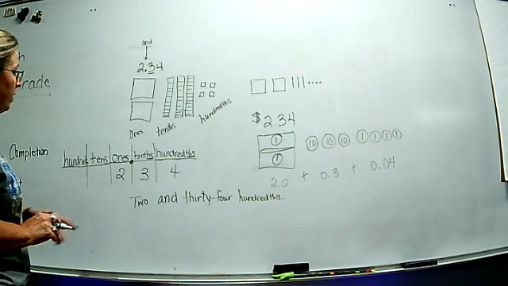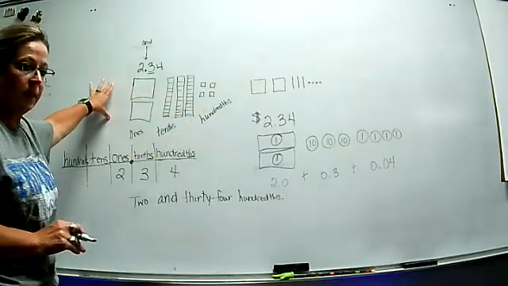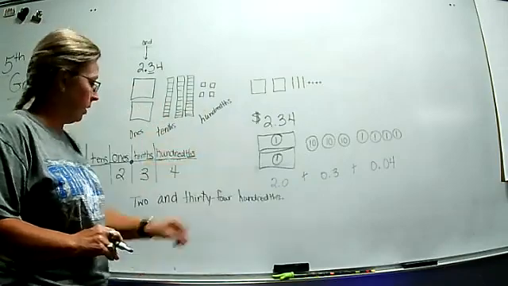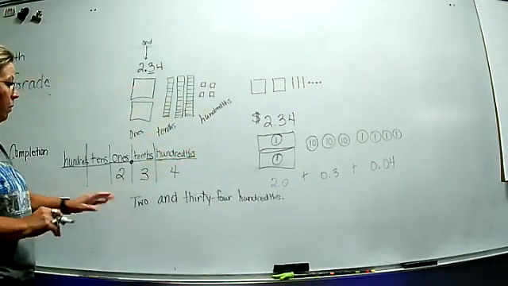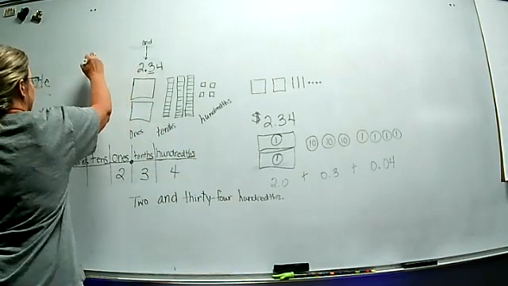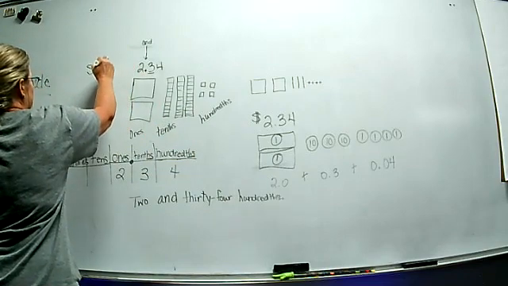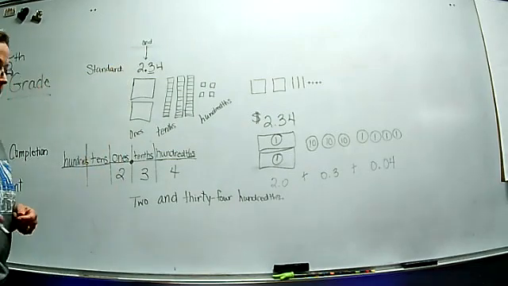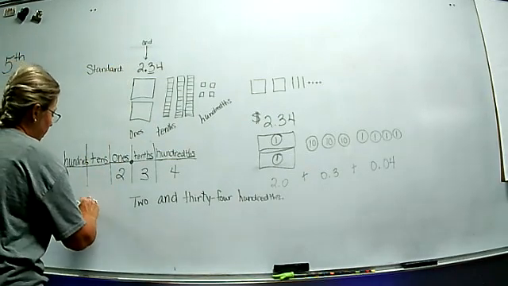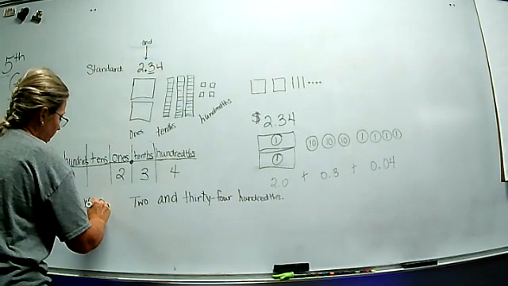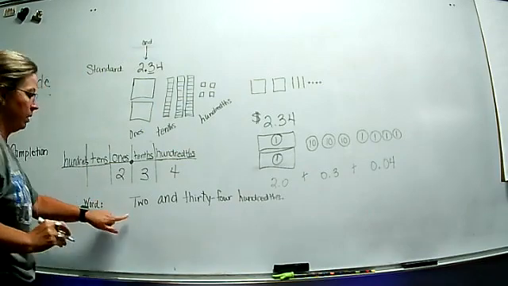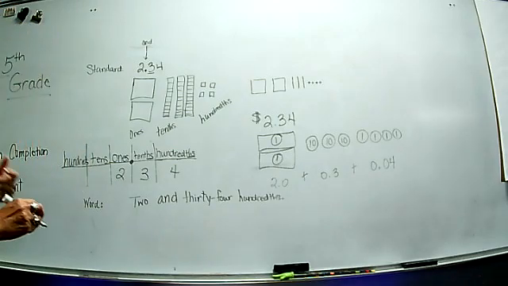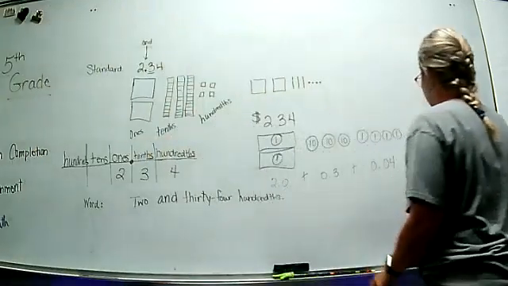So we now have a model version in base 10 blocks. We have a model in dollars and coins. We have a word form. We have a standard form. The standard form is how we write the number every single day. The word form is how that number is read and written in words. And then you have the expanded form, which I have represented here.